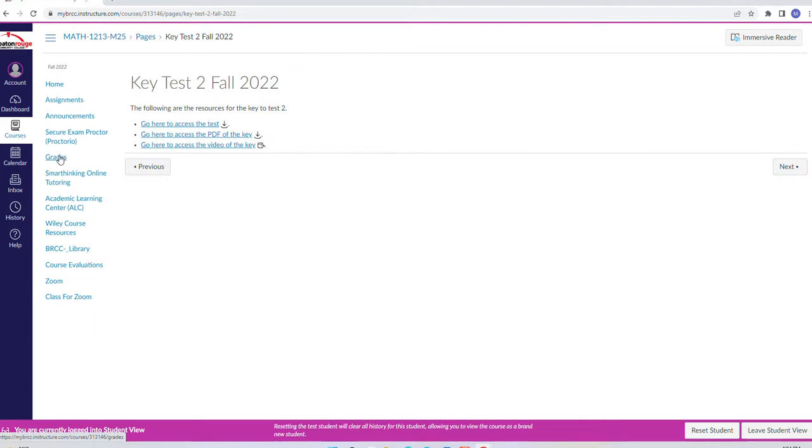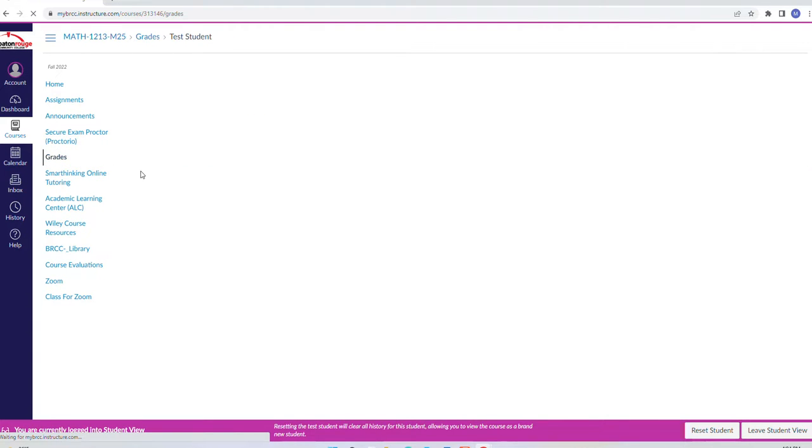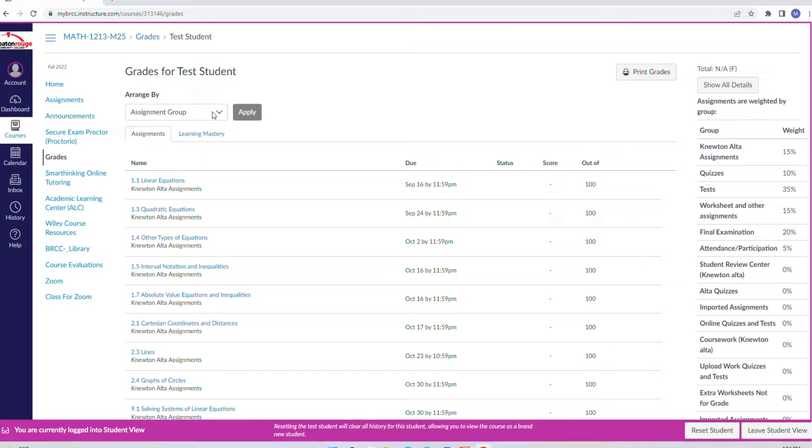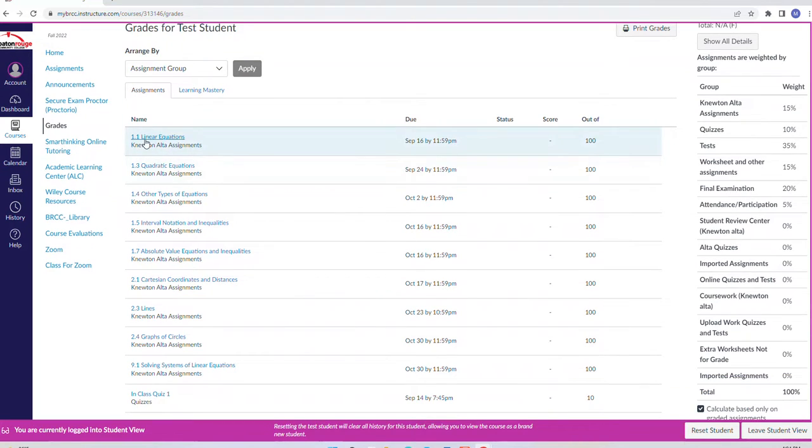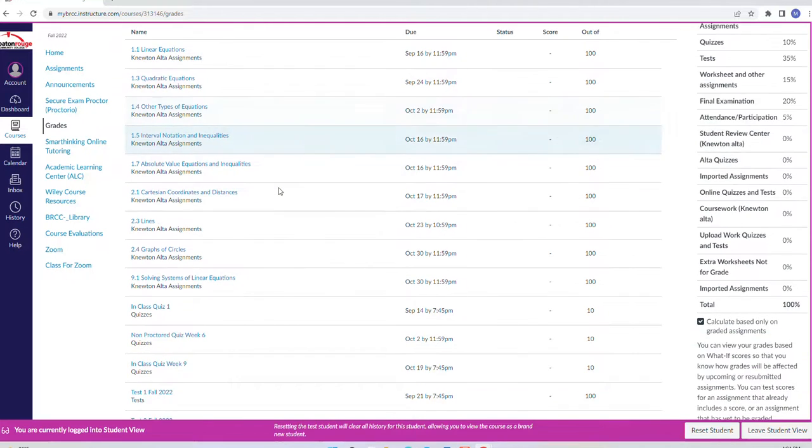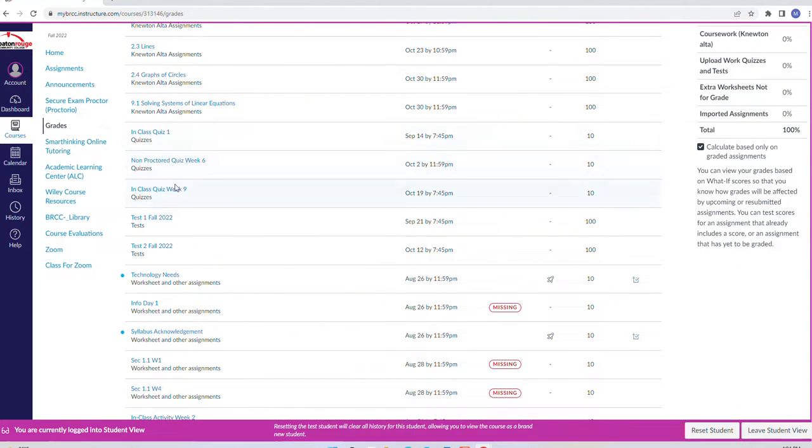Go to grades. When you go to grades, make sure you arrange it by assignment group, so you'll see all of the new knowledge assignments first, then you'll see the quizzes next. Notice that for week 9, there's an in-class quiz this week that's going to be given. So you have two quizzes and then a third one that's going to be given this Wednesday during class.